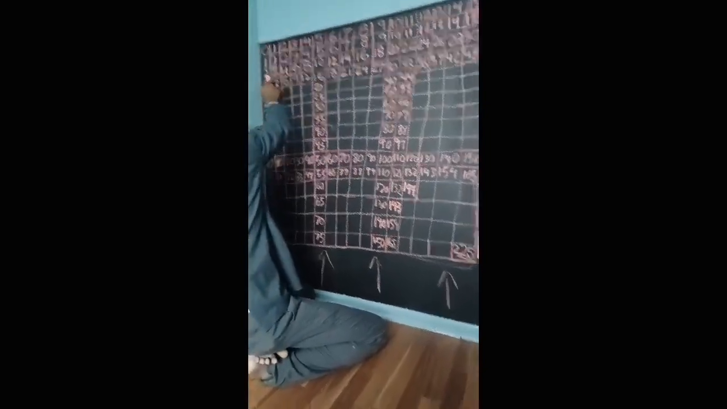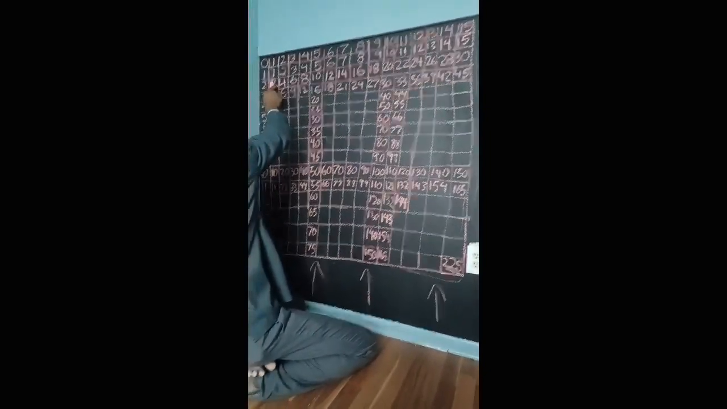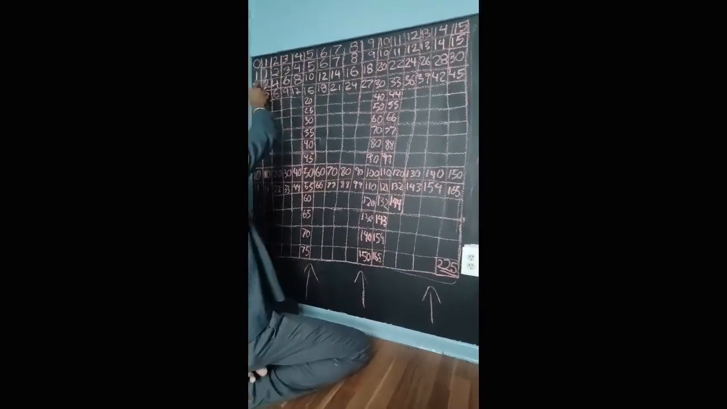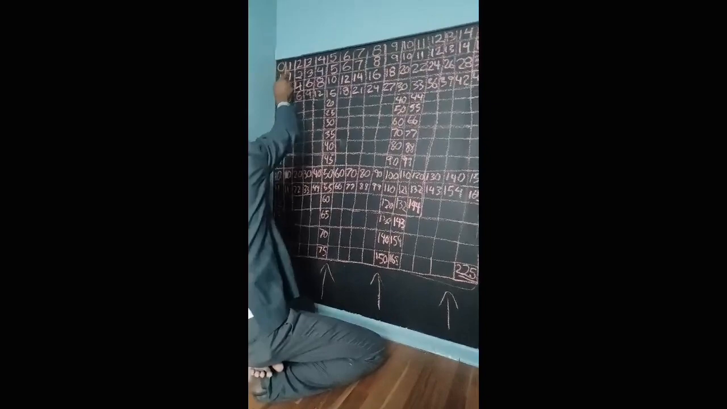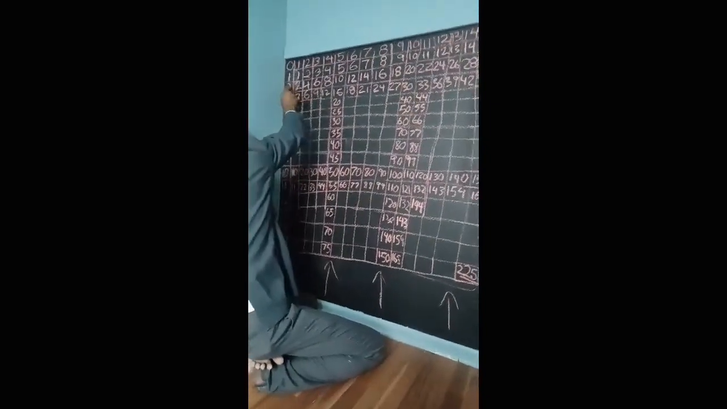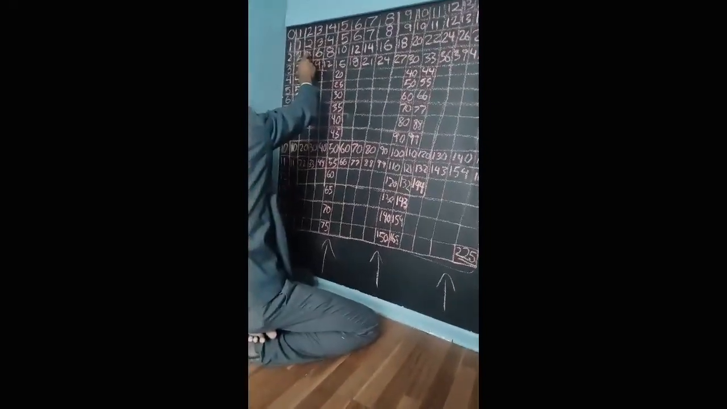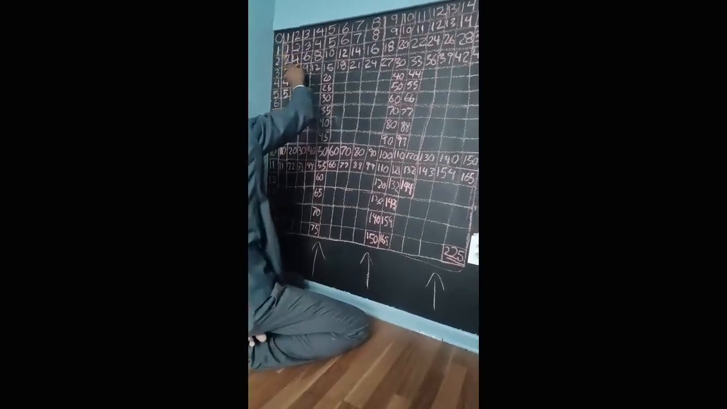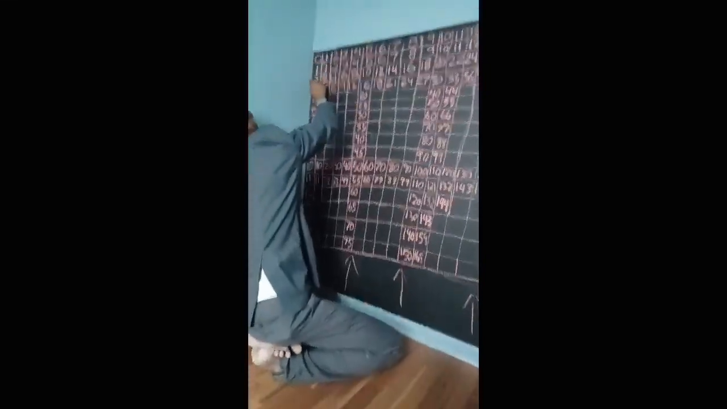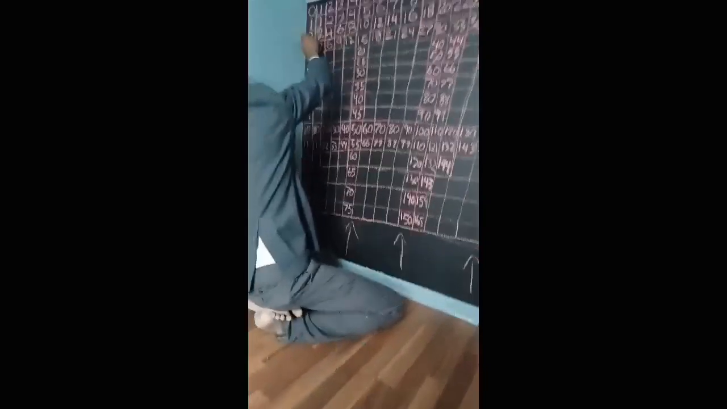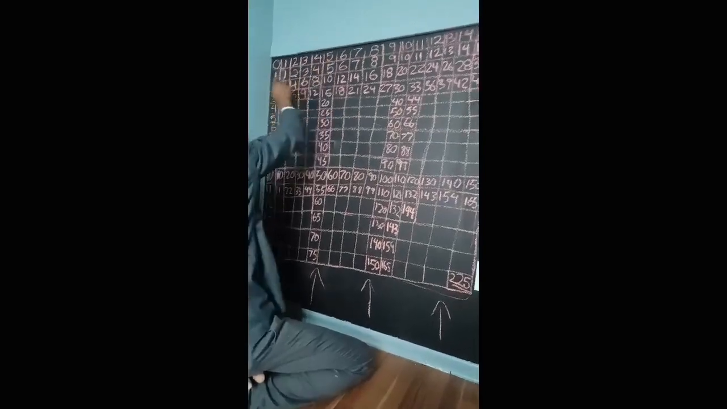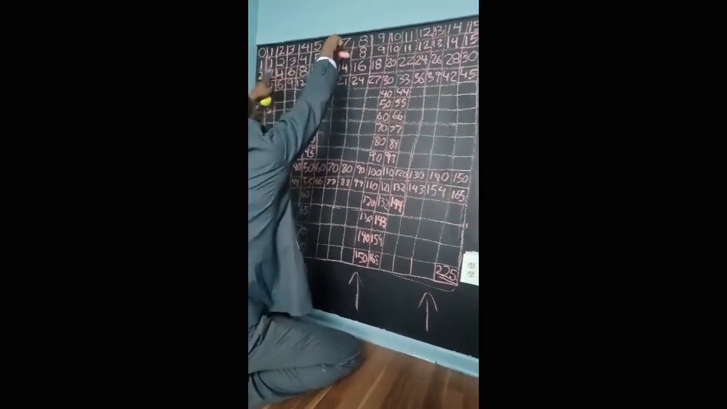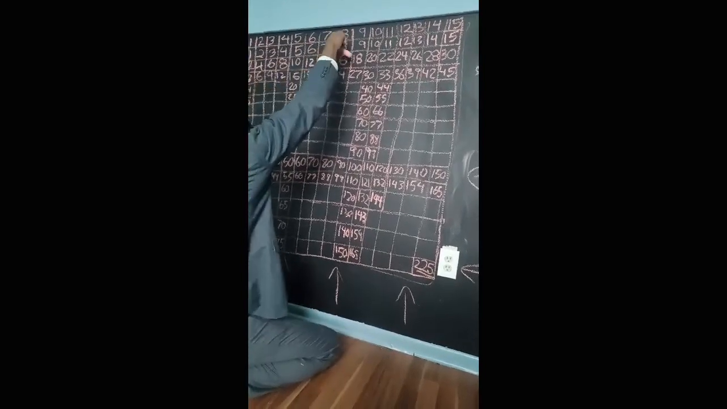Then the double of this, 2 times 2 itself is 4. I'm messing it up, guys. 1 times 2 is 2. 2 times 2 is 4. 3 times 2 is 6. 4 times 2 is 8. 5 times 2 is 10. We're going to converge, converge, converge.